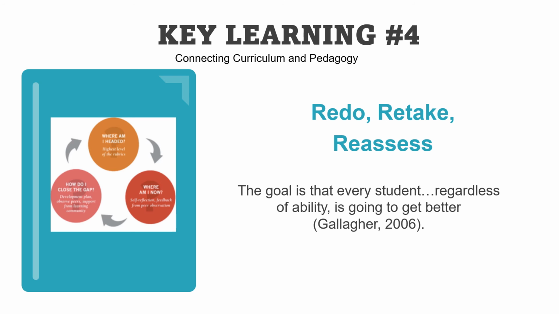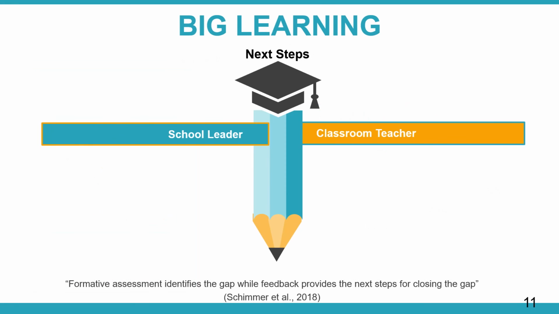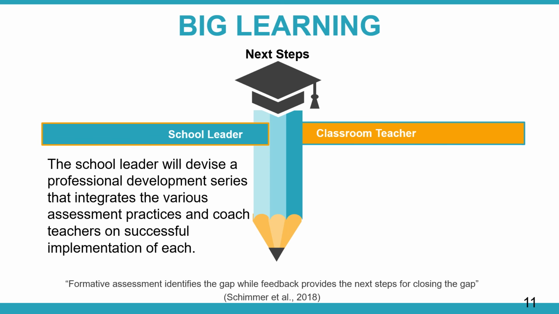Key learning number 4, the ultimate goal is to get better. And this is possible through various redos, retakes, and reassessments throughout the year that encourage students to get better. Our big learnings and next steps. As school leaders, it's important that we devise a professional development series that integrates the various assessment practices and effectively coaches our teachers to implement each of them.